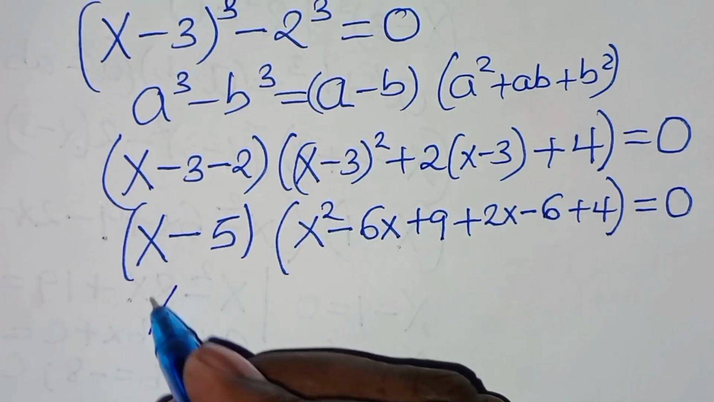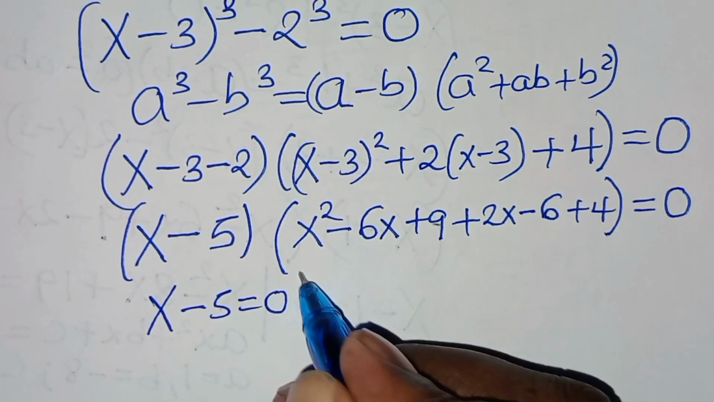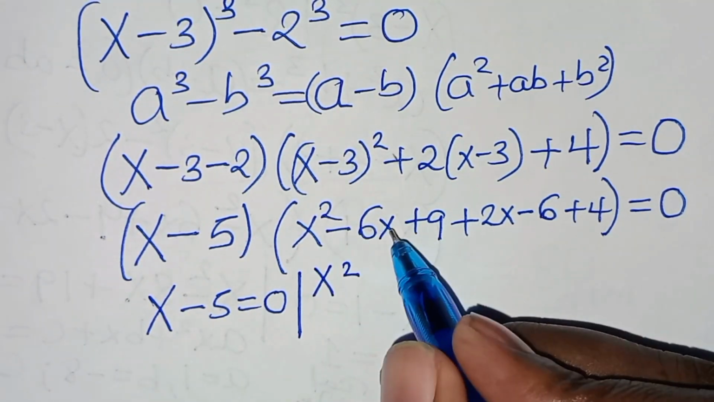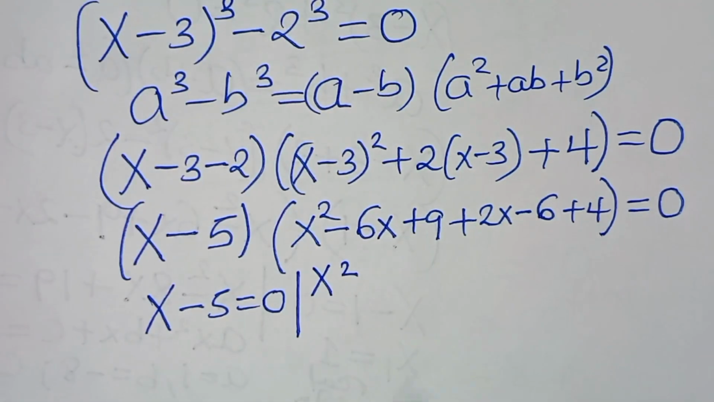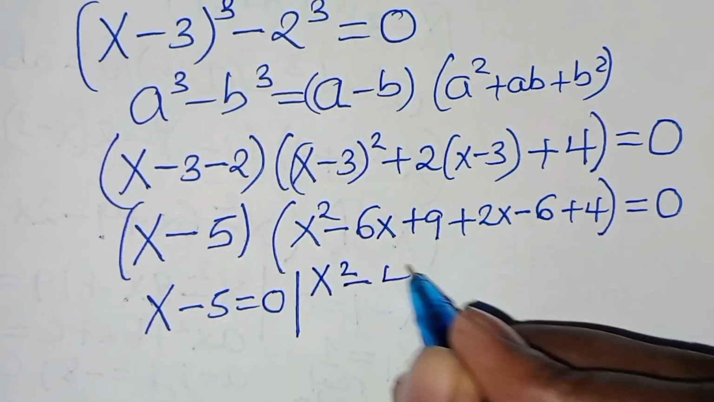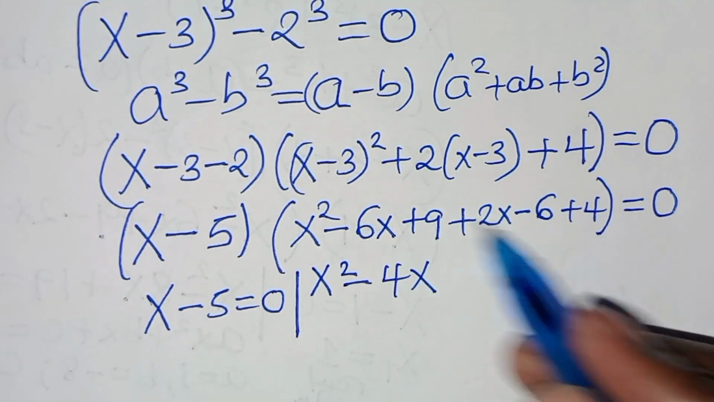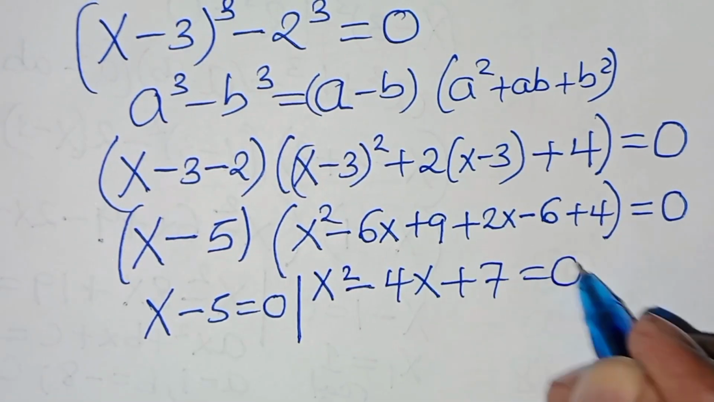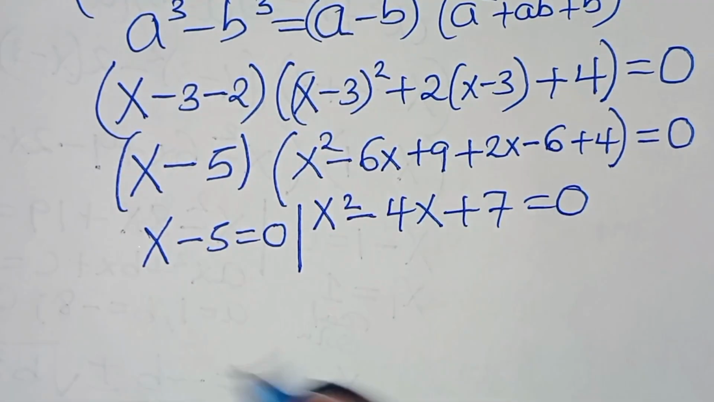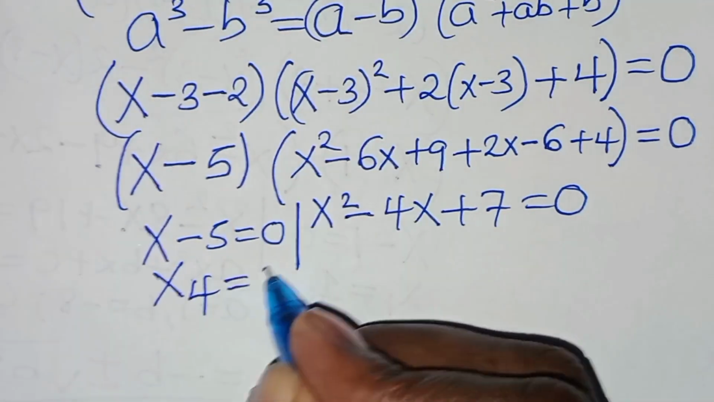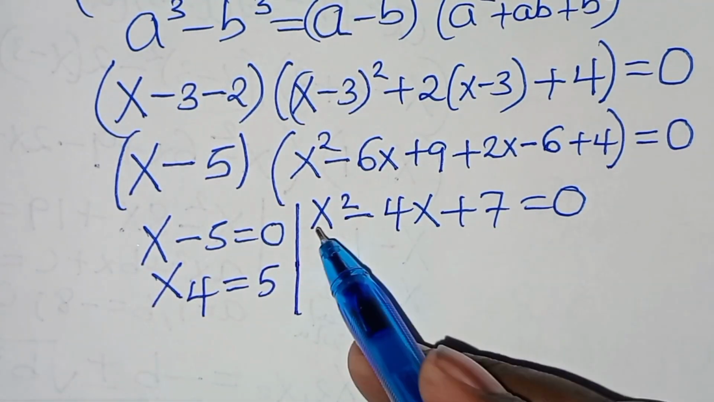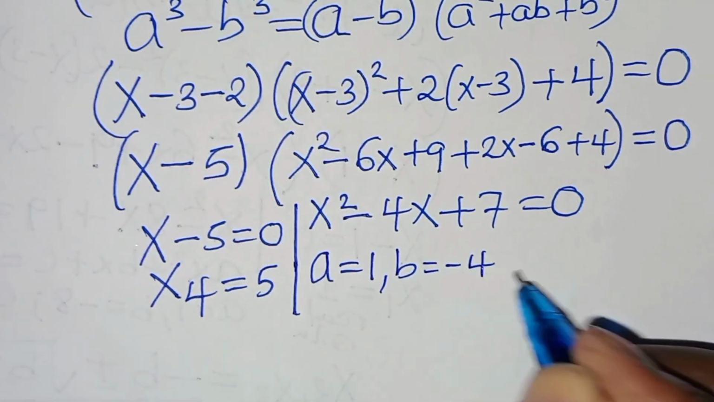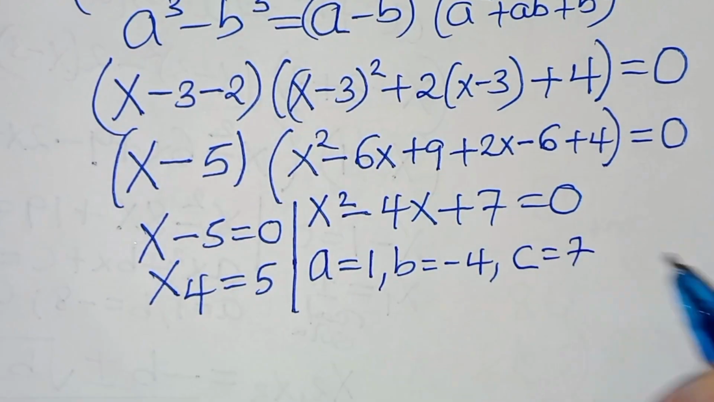So essentially we have two parts here. We have x minus 5 equal to 0 as one part. And then we have x squared, then minus 6x plus 2x. So this is minus 4x. Then we have 9 minus 6, this is 3. Then 3 plus 4, so plus 7. This is equal to 0. So this implies that x4 is equal to 5. Then the second part here is a quadratic equation where a is equal to 1, b is equal to minus 4, and c is equal to 7.